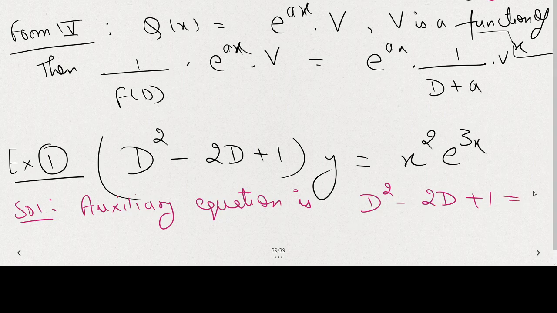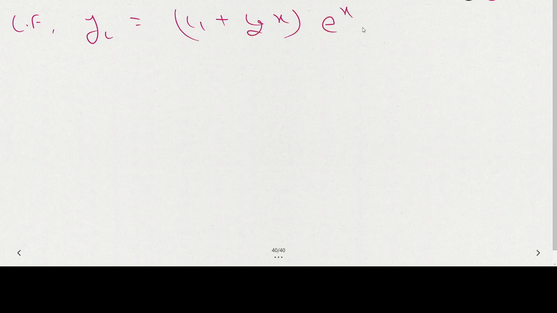If you solve it, the roots will be 1 and 1. So the complementary function will be (c1 + c2 x) e^x.